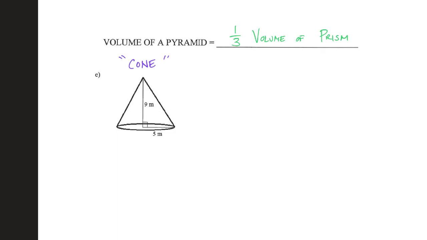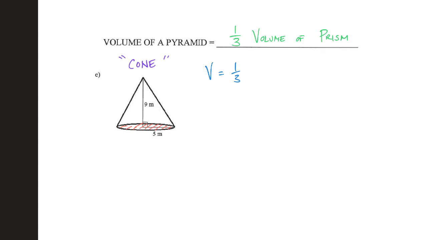Okay, we're back. So if we were to start off, and maybe we're going formula, we know that our volume is 1/3 the volume of the prism. So what would that prism be? Well, it would be a circular-based prism. And I know that the volume of a prism is the area of the base times the height.